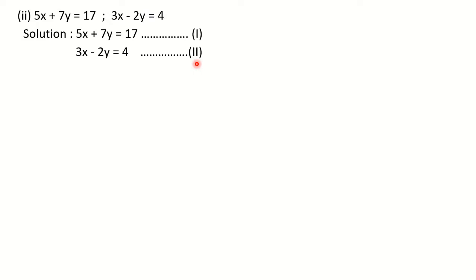Now the next step is to observe the coefficients. See here the coefficient of x, you can observe here it is 5 and here it is 3. They are not equal. You can observe the coefficients of y. Here it is 7 and here it is 2. So here in both the cases the coefficients are different, so we need to equate them. Also what we can find here is that these 5 and 3 are not multiples. Similarly 2 and 7, they are also not multiples. So here multiplying any one equation will not help us. We have to multiply both the equations.